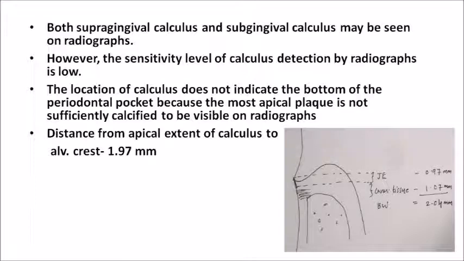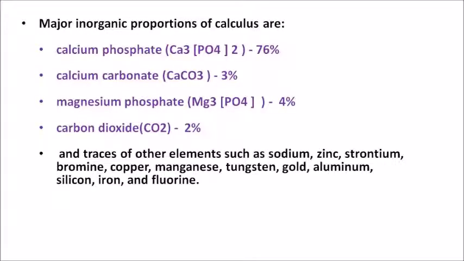And one more numerical value which is important is that the distance from the apical extent of the calculus to the alveolar crest is a constant value, that is 1.97 millimeters. Clear? Calculus is predominantly inorganic, and the inorganic proportion of calculus we should learn. They can give this as pick the true or pick the false statement. This is very simple. The majority is calcium phosphate.